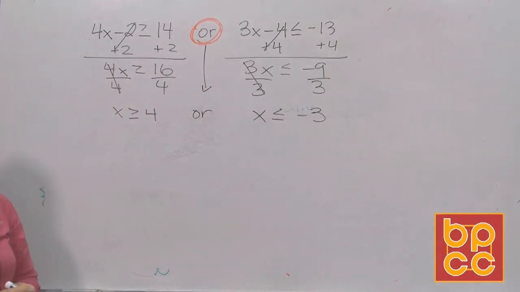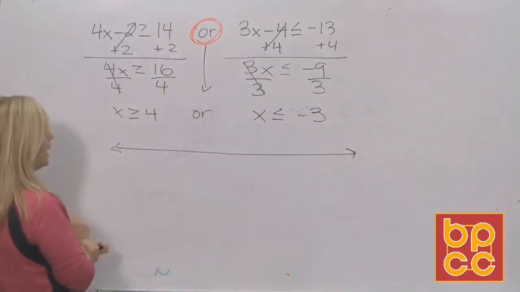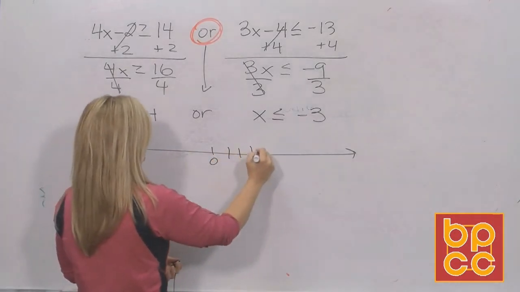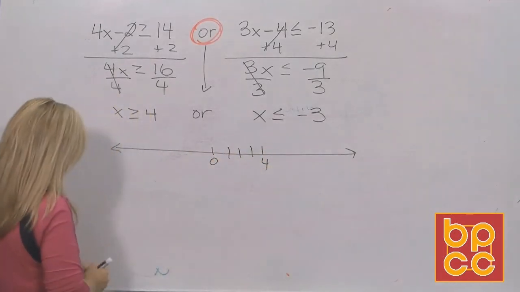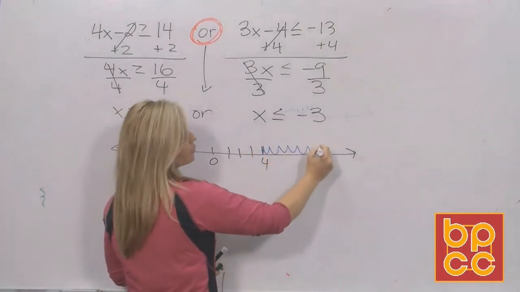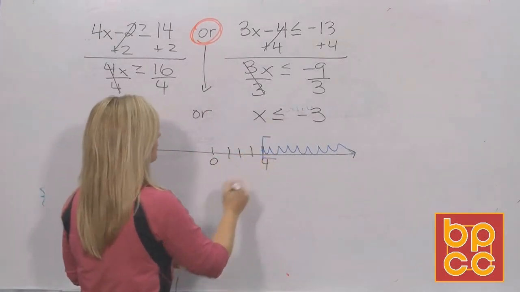So I have two inequalities. That's why it's called compound. You're going to draw one number line. Okay? I always put 0. I'm going to draw this one first. It says x is greater than or equal to 4. So I'm at 4. Greater than goes to the right. It says equals. So what symbol? Bracket.